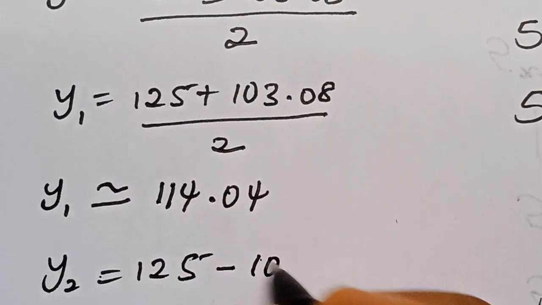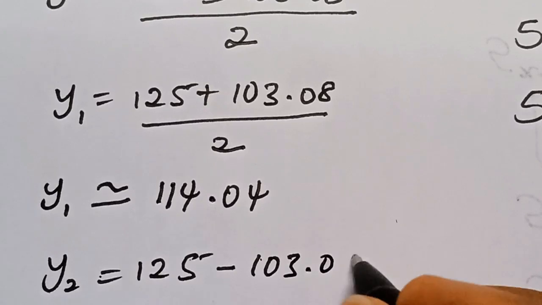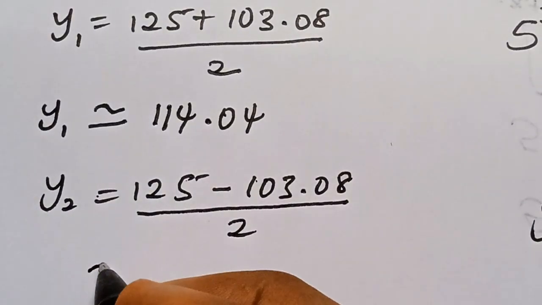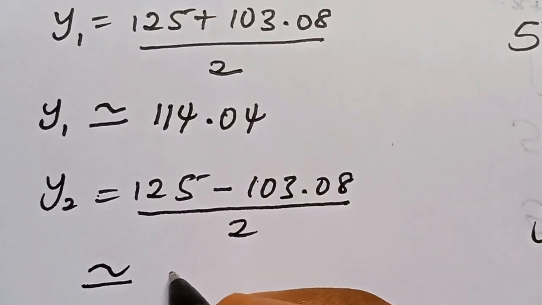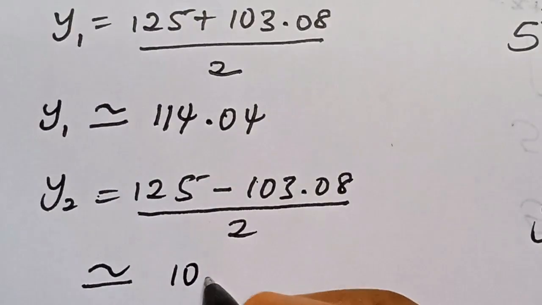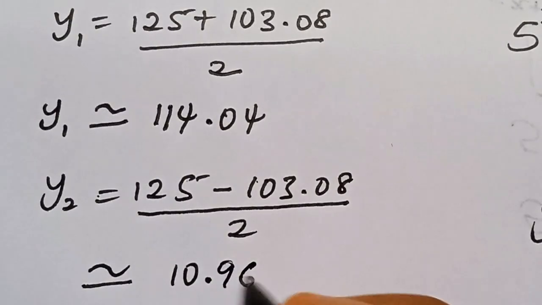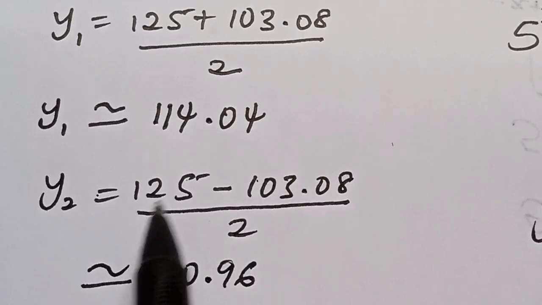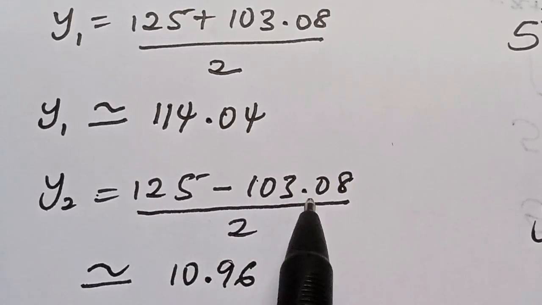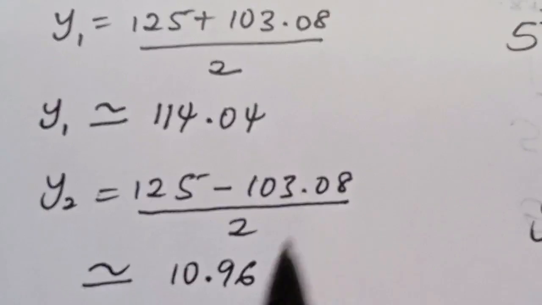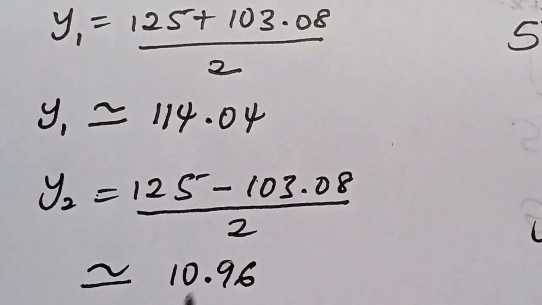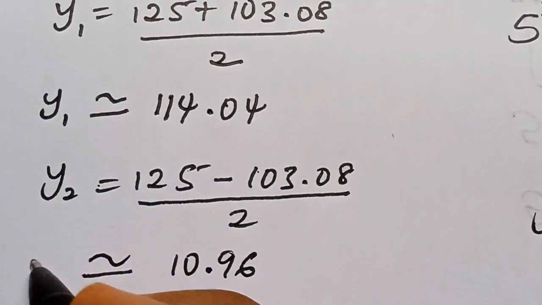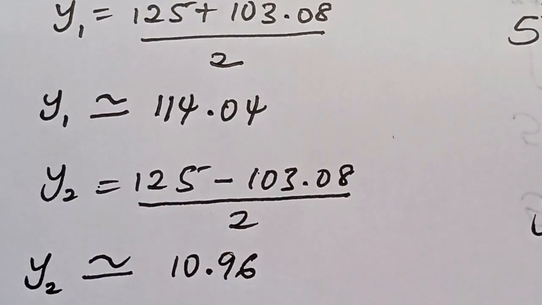Then the y2 will be given as 125 minus 103.08 over 2, and that can also approximately be given as 10.96 if we resolve this expression: 125 minus 103.08, divided by 2. So we arrive at an approximate answer of 10.96, and that will be our y2.